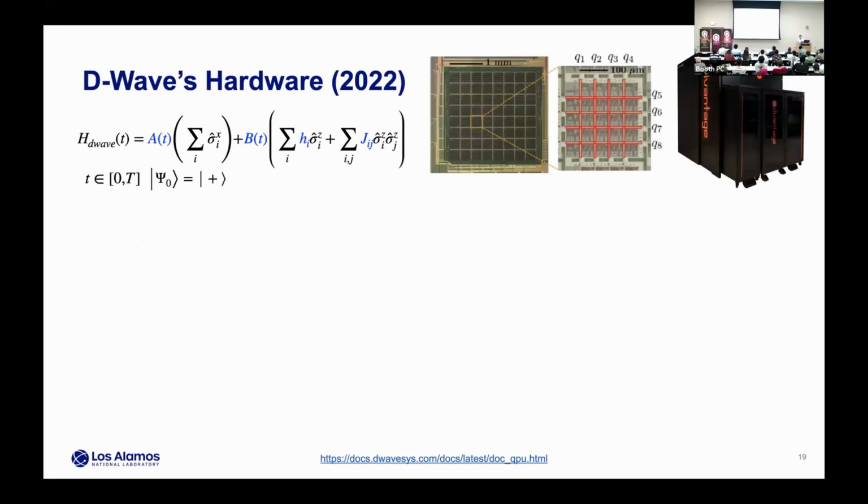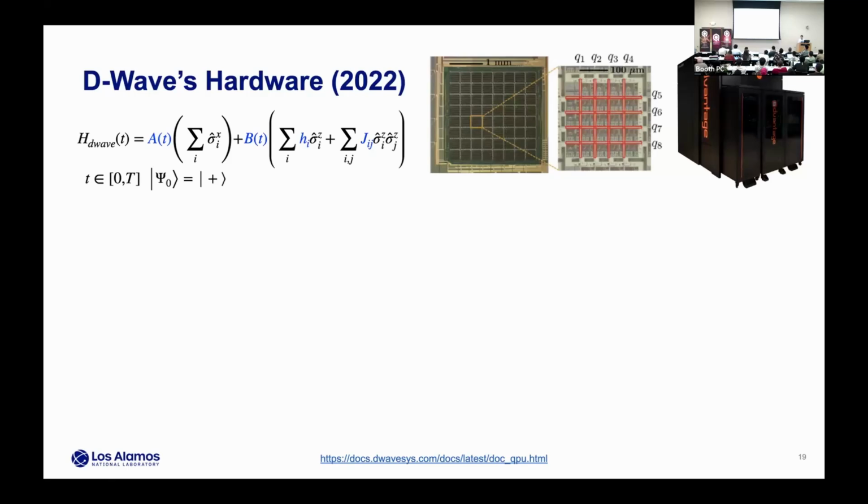And they have various control signals that go into this device, which allow you to implement this particular Hamiltonian. So basically what is fixed is this X term and the Z term. And then there's a time varying multiplier A on the X and B on the Z. And then you also get to program the local field and the coupling term J from the Ising model, right? And that's the basic part of the Hamiltonian.